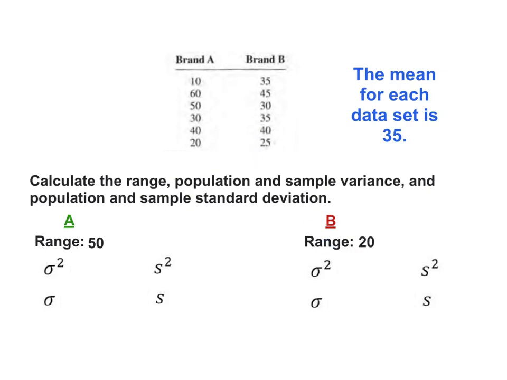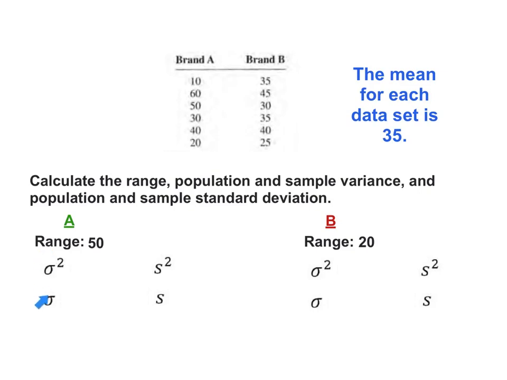Now, what's interesting about this is that here's why central tendency isn't always the best way. Each data set, just trust me here, if you wanted to calculate it, you could. The mean for this is 35, the mean for this is 35, but from a glance, we can tell that brand A is more spread out than brand B. But we can prove it more so using standard deviation and variance.